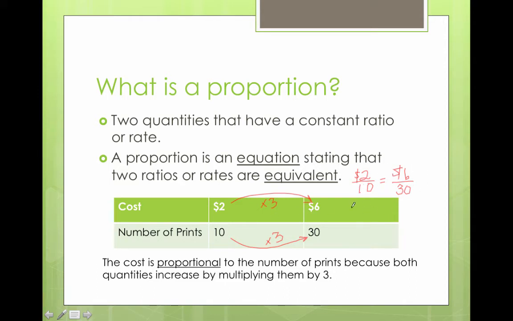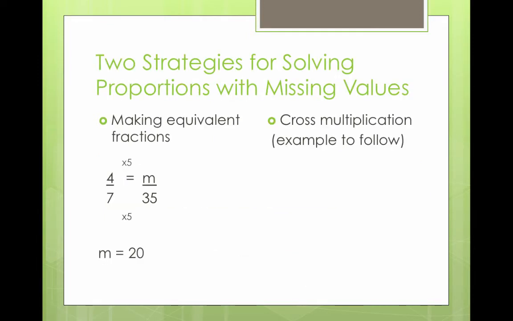And these are actually equivalent fractions, or they look like equivalent fractions, but they are equivalent ratios. And a proportion is when you have this equation stating that two ratios, or rates in this case, are equivalent. And we can say that the cost is proportional to the number of prints because both quantities increase by multiplying them by 3. Now sometimes you might see a proportion equation where you're missing a value.